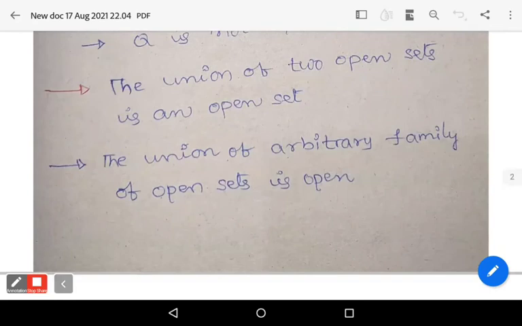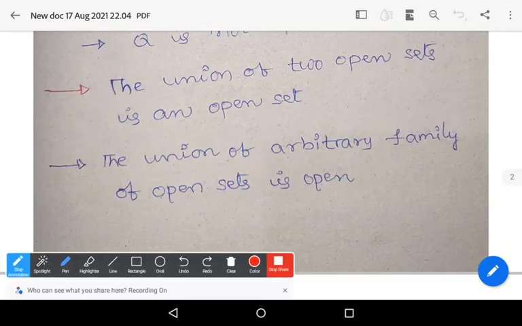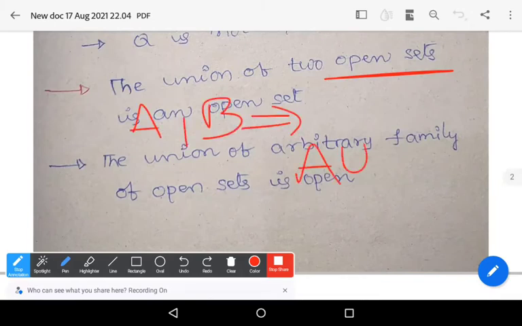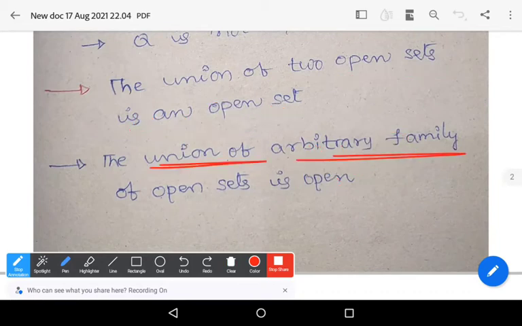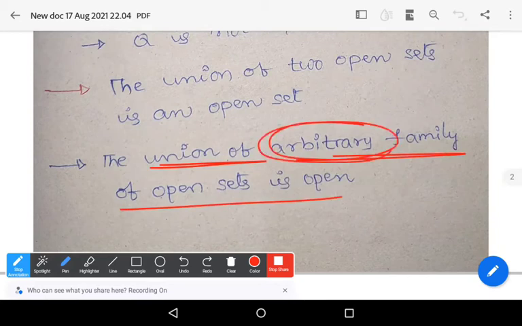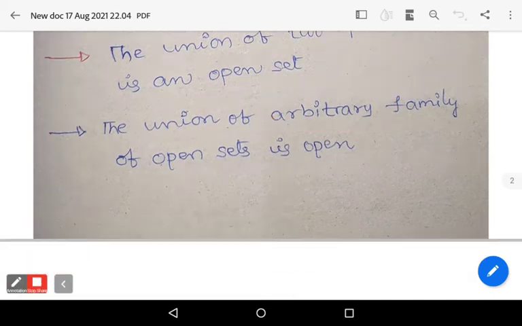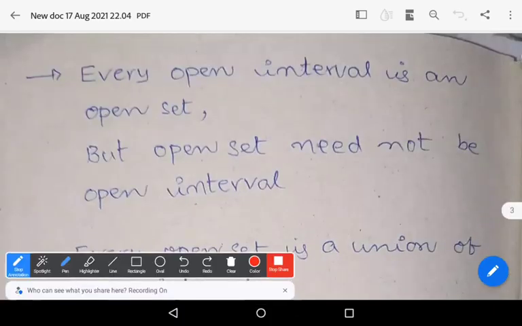And let us see some important properties of open sets. The first one: the union of two open sets is again an open set. Suppose A and B are open sets, then their union, A union B, is also an open set. The union of an arbitrary family of open sets is also open. Let us see one more property. Every open interval is an open set, but an open set need not be an interval. Remember that.